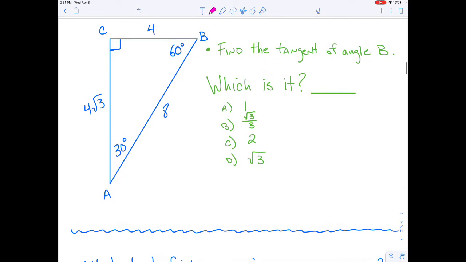Now, let me have you pause again and see if you can try this next question. Find the tangent of angle B.